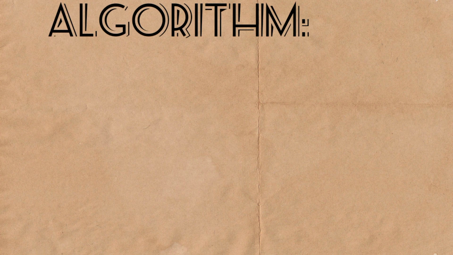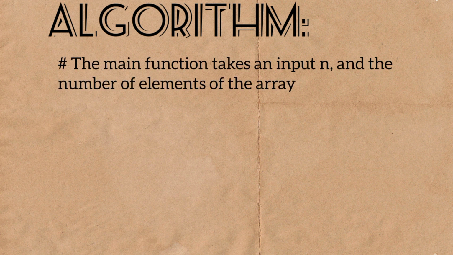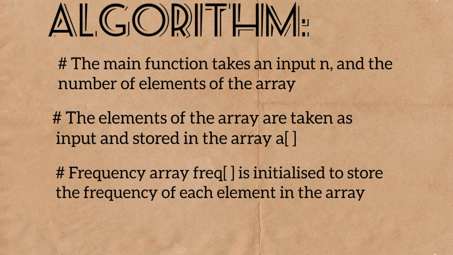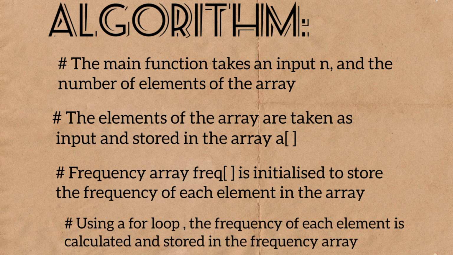First, let us discuss the algorithm of the given problem statement. The main function takes an input n, the number of elements of the array. The elements of the array are taken as input and stored in the array. A frequency array is initialized to store the frequency of each element in the array. Using a for loop, the frequency of each element is calculated and stored in the frequency array.